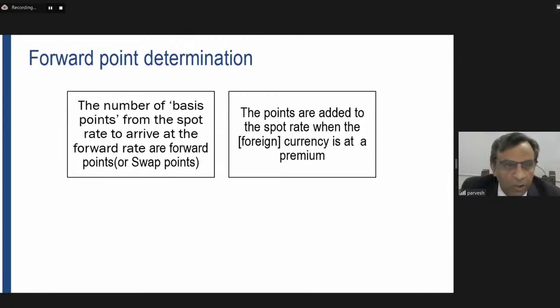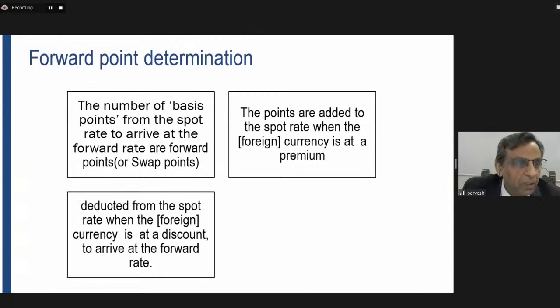We have done an example where the dollar was at premium compared to the rupee. The points are deducted from the spot rate when the foreign currency is at discount to arrive at the forward rate. Okay, so we'll do some types of questions that come like that in the exam. So you should understand whether the forward rates are at discount or at premium by simply looking at the quotation.